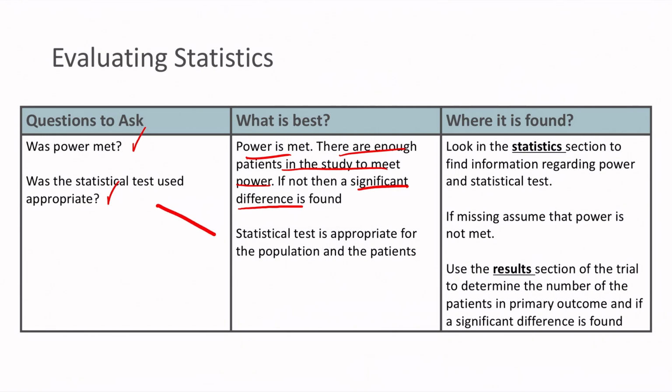Was the statistical test used appropriate? Again, you just want to make sure that your statistical test is appropriate for the population and the patients and the number of patient groups, along with the type of outcome. Where you're going to find most of this is in the statistics section and the results section. If you don't have power listed anywhere in the manuscript, you can assume that it wasn't met.